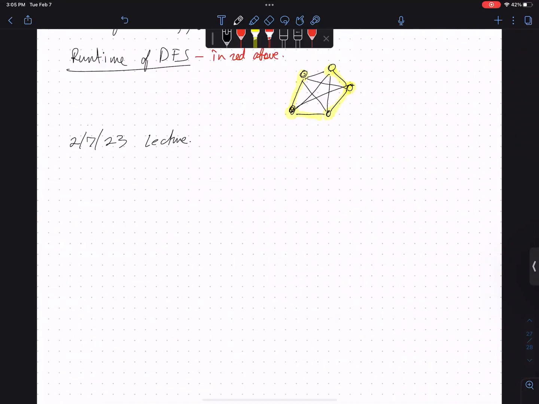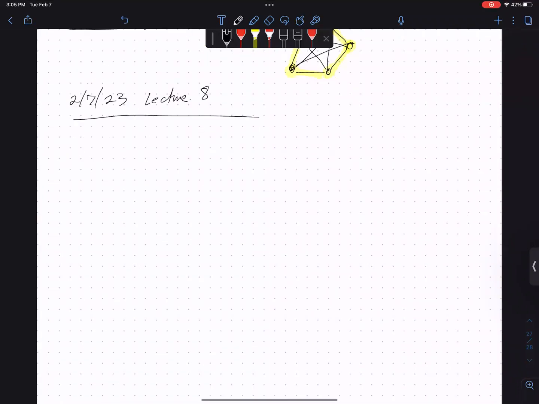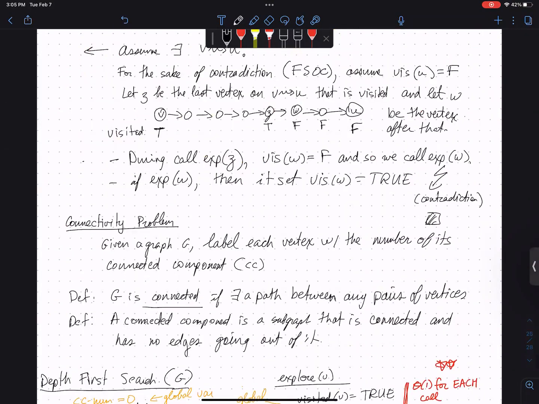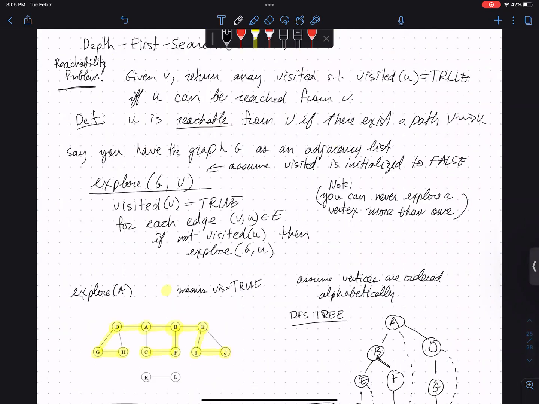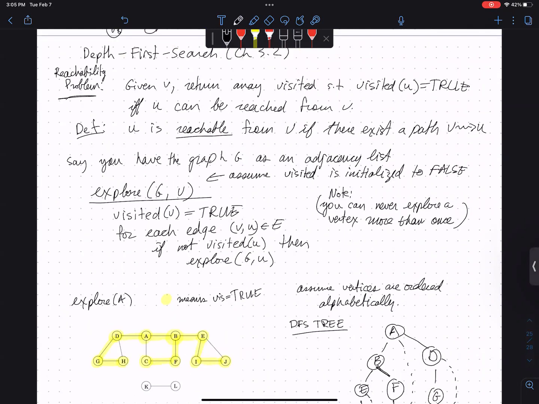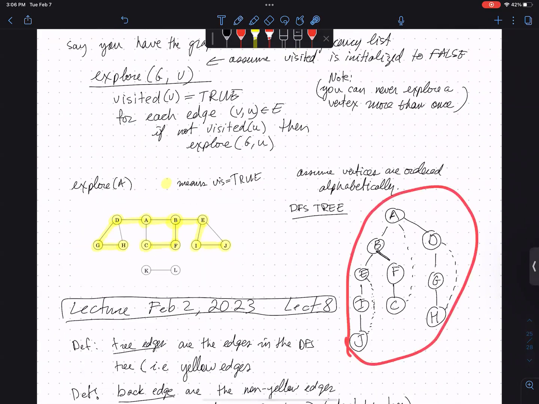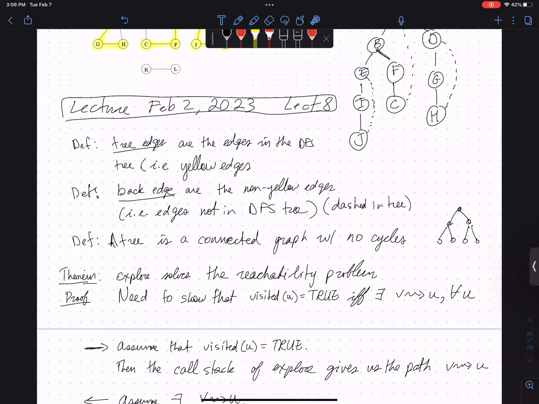All right, let's get started. To refresh where we were last time, we were talking about depth first search. Initially we were talking about the explore algorithm on undirected graphs. It would explore starting from a vertex. During that explore, it would visit everything in the connected component of that vertex and give us a DFS tree that marked the order and the structure of the exploration.